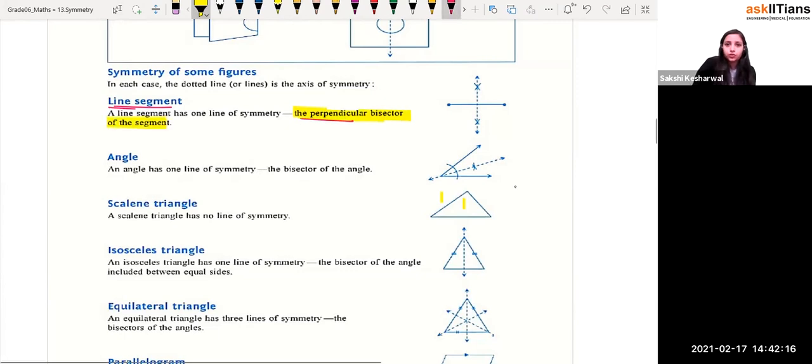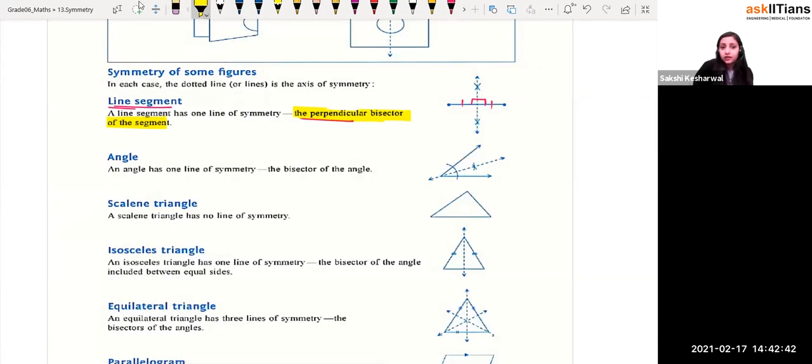It means this is going to be 90 degrees and this part is equal to this part, right? So if you have a line segment of 10 centimeters and you have to find which line is the line of symmetry, what you have to do is draw its perpendicular bisector. That is why the line which is passing through 5 and which is at 90 degrees, right?